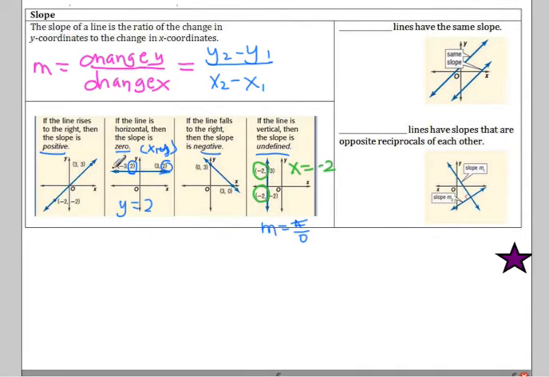So big things to remember: horizontal lines, y equals 2. Remember, horizontal, horizon. Vertical lines, remember you jump up and down vertically. That's an x equals equation, x equals negative 2.